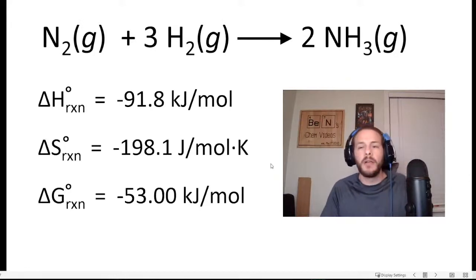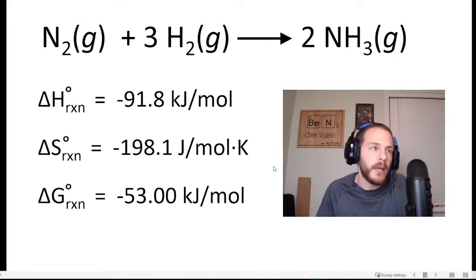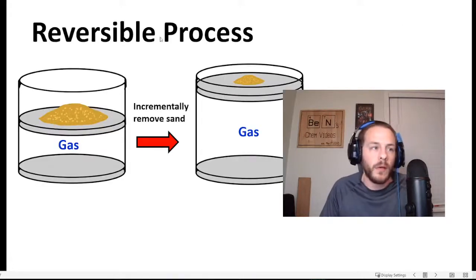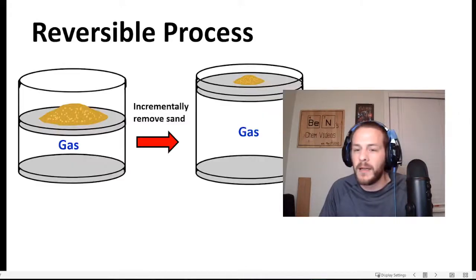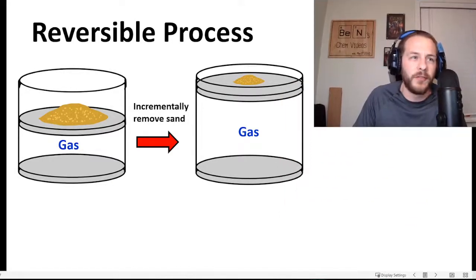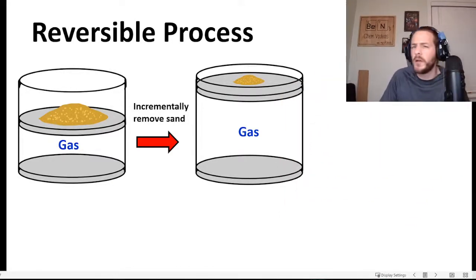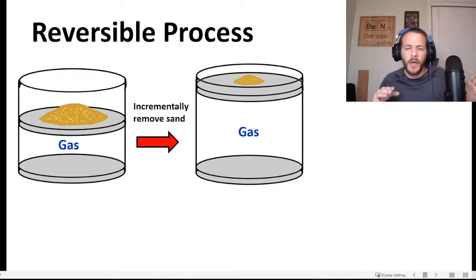So a reaction that achieves the theoretical limit of Gibbs free energy is called a reversible reaction. And it's important to understand that reversible kind of has two meanings in chemistry. Back when we were talking about chemical equilibrium, a reversible reaction just means a reaction that can take place in either the forward or the reverse direction. That is not the same definition of reversible that we are talking about here. The definition we're talking about here is a reaction that achieves the theoretical limit of Gibbs free energy.